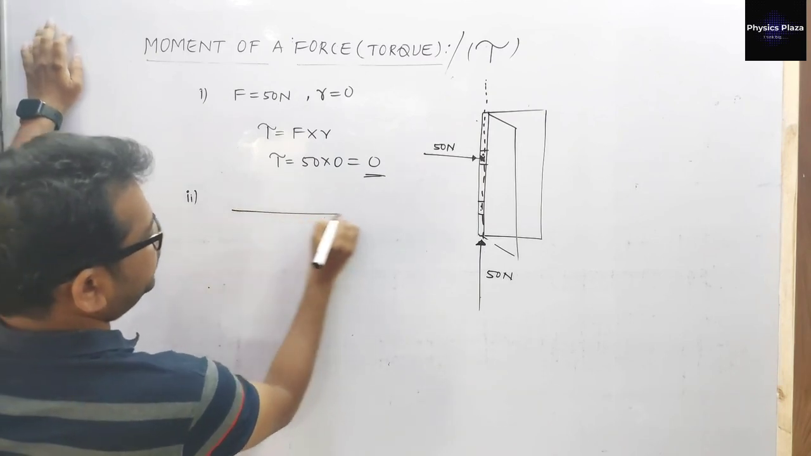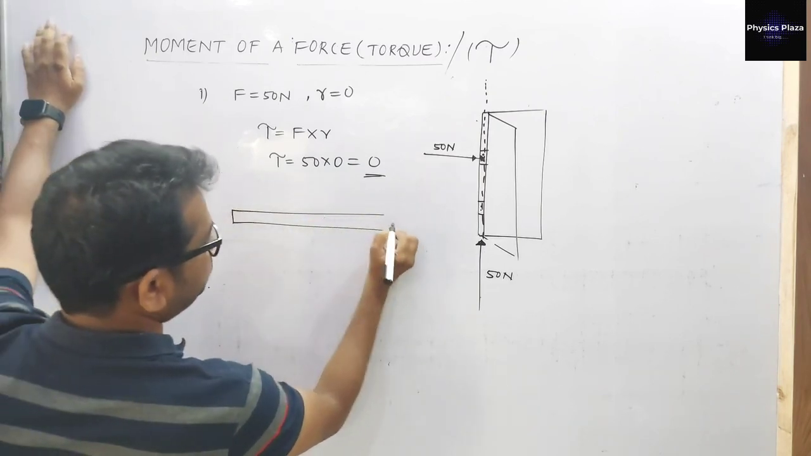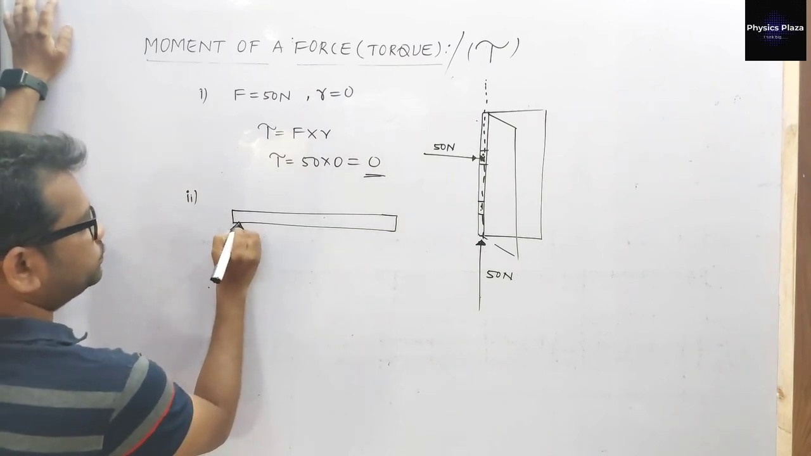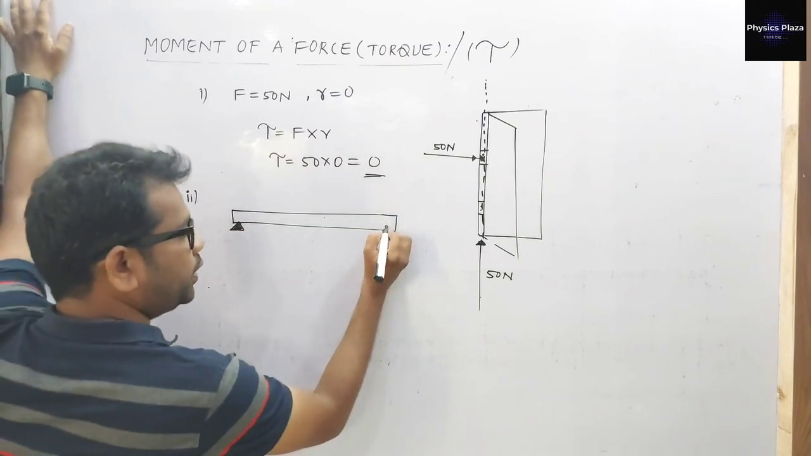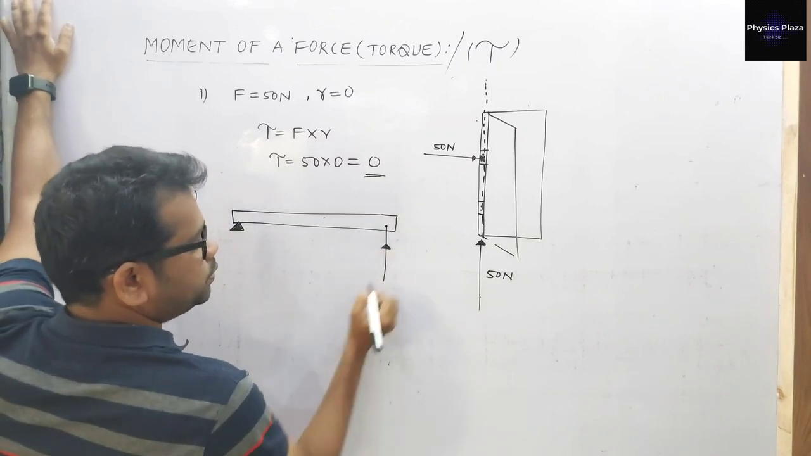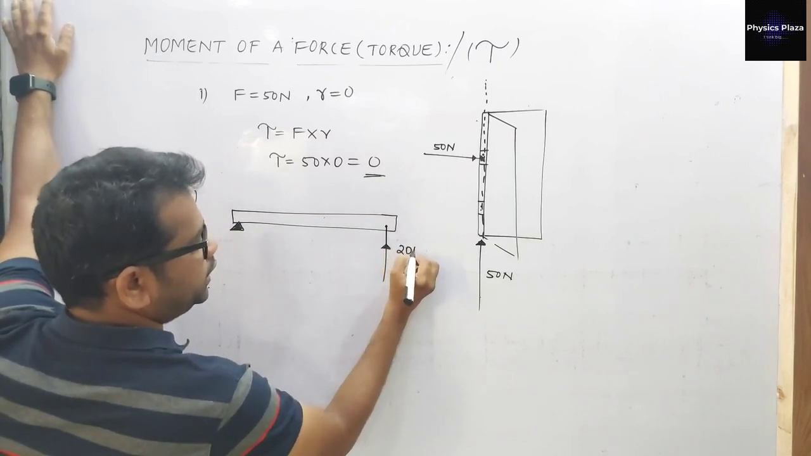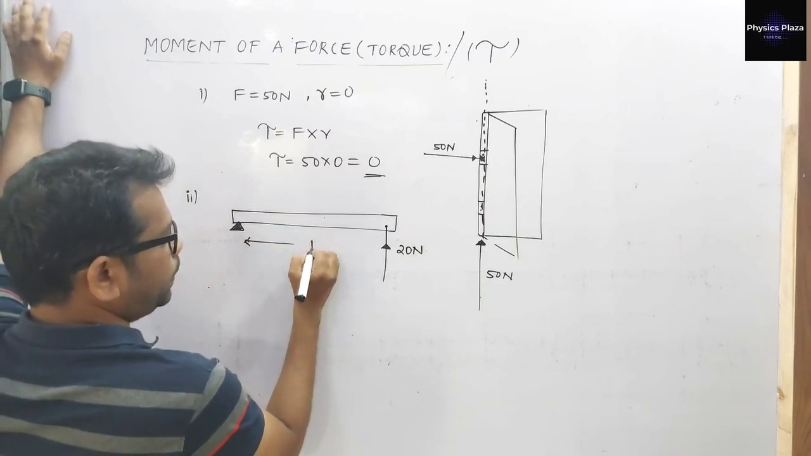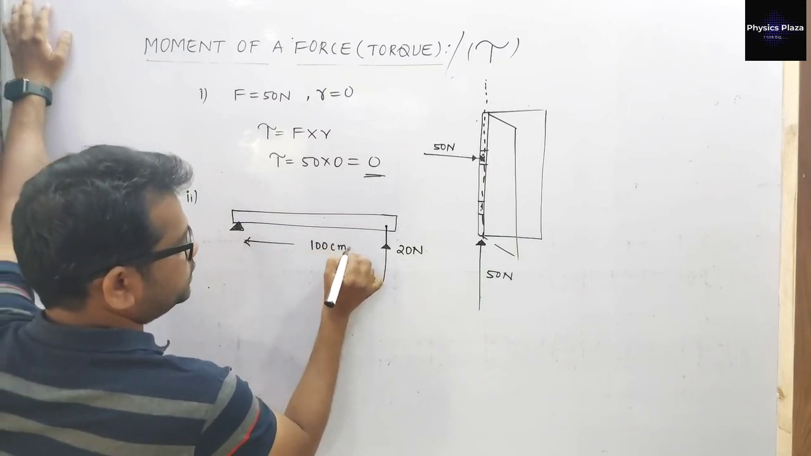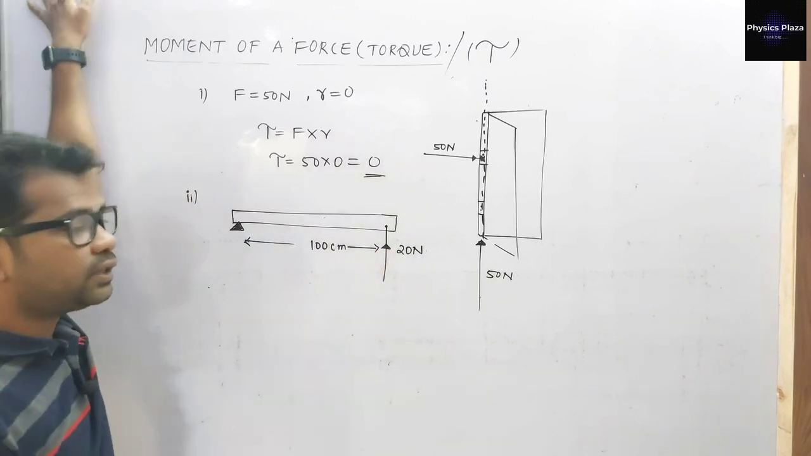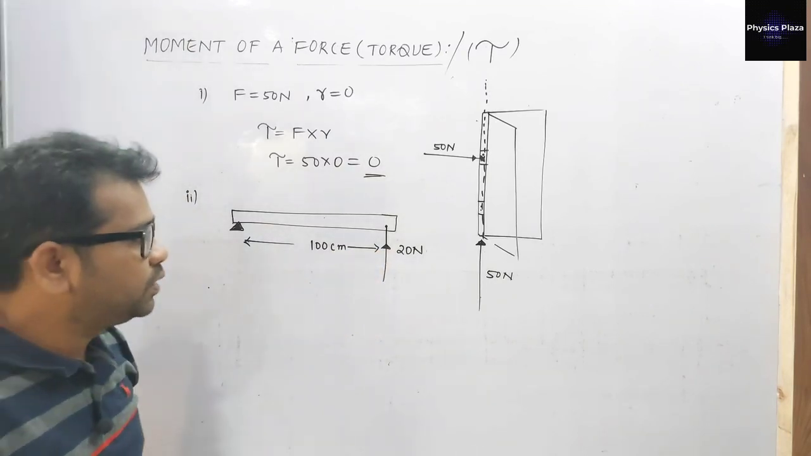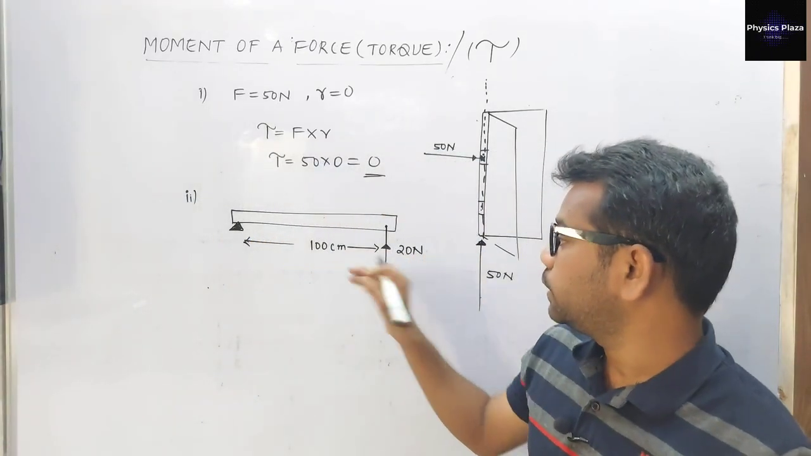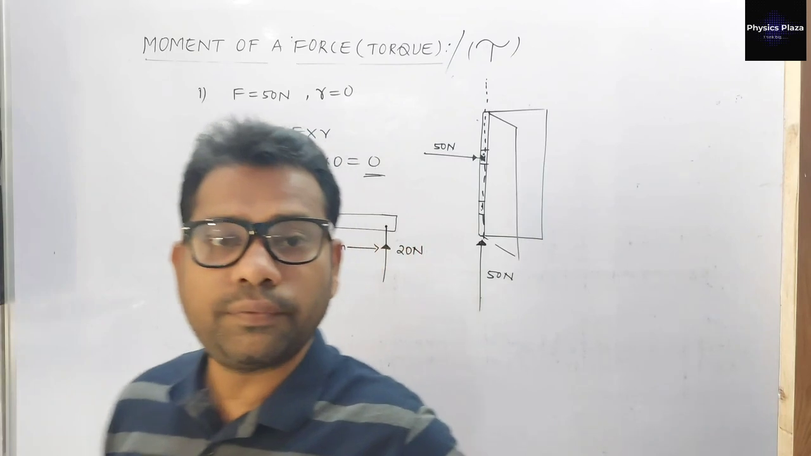Suppose, children, here is a rigid bar which is pivoted here. At this point a force of 20 Newton is acting at a perpendicular distance, for example, 100 centimeters. Then find the moment of force. Come on children, the force of 20 Newton is acting at a perpendicular distance of 100 centimeters. Then find the moment of force.